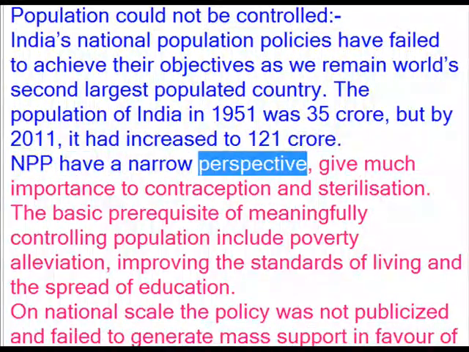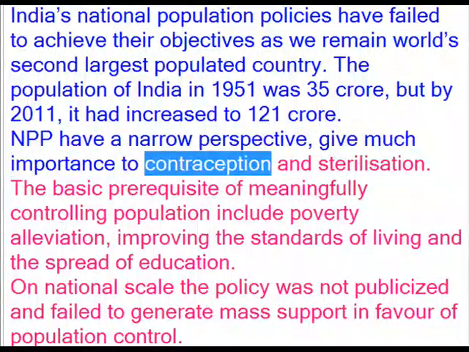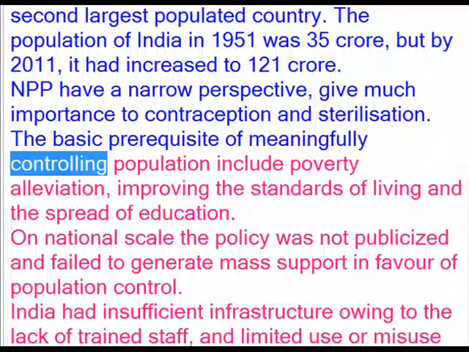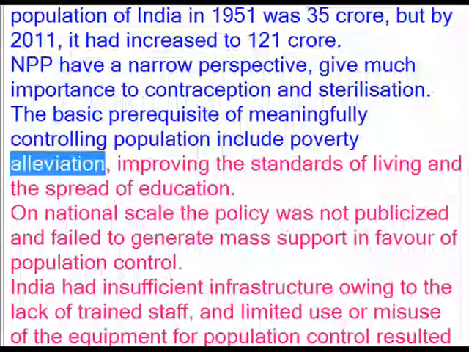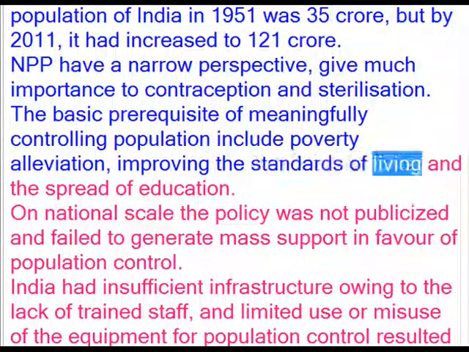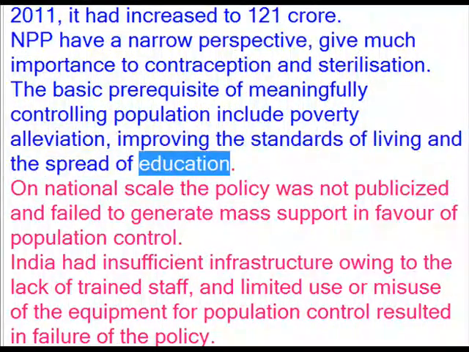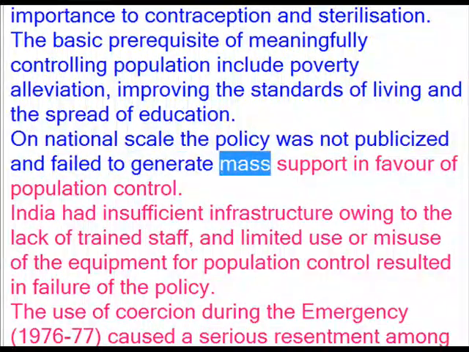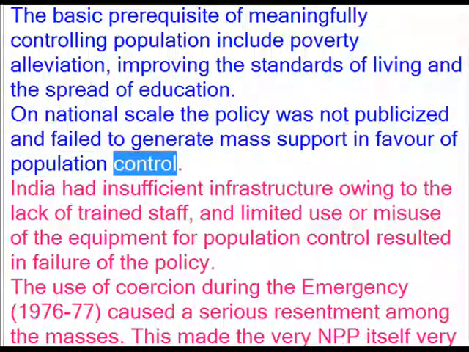The policy had a narrow perspective, giving much importance to contraception and sterilization. The basic prerequisites of meaningfully controlling population include poverty alleviation, improving the standards of living and the spread of education. On a national scale, the policy was not publicized and failed to generate mass support in favor of population control.